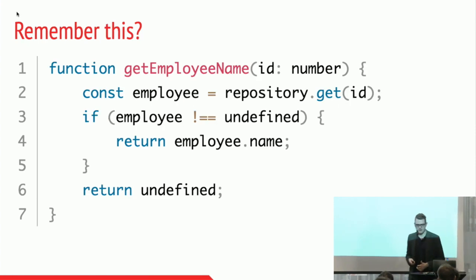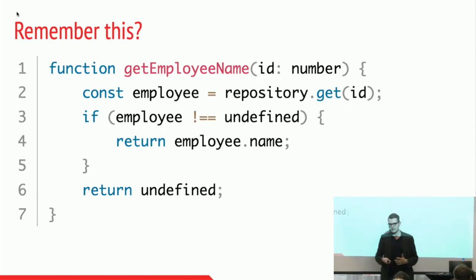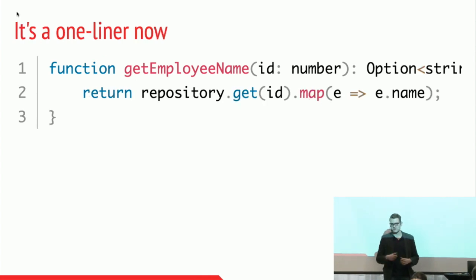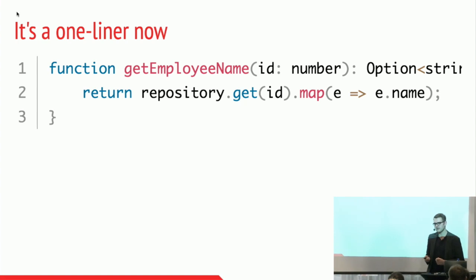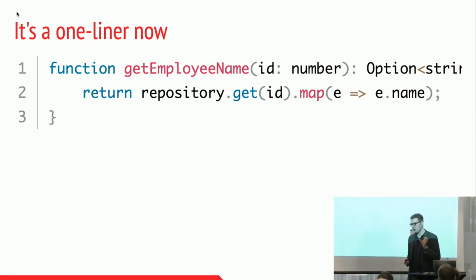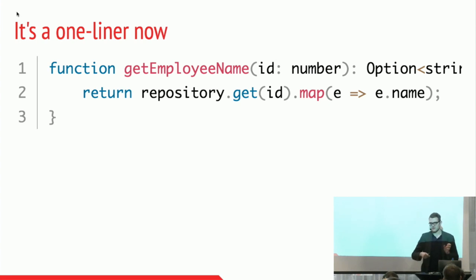Okay, so you remember this function, right? We can now reduce it to a single line, to a one-liner. We call repository.get, and it gives us an Option of employee. And on Option, we can call map, which transforms this employee nested in the Option and gives us its name. So the result of this function is Option of string.